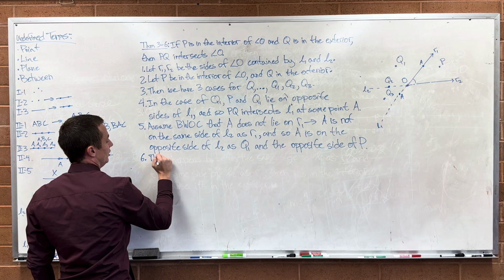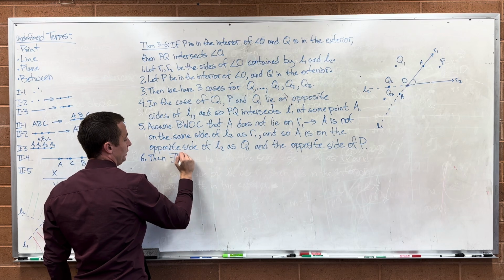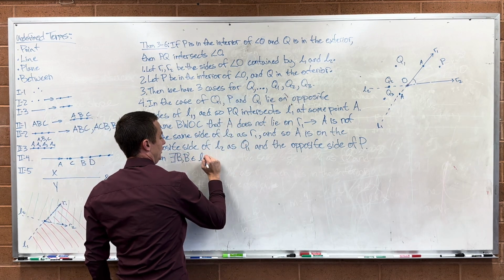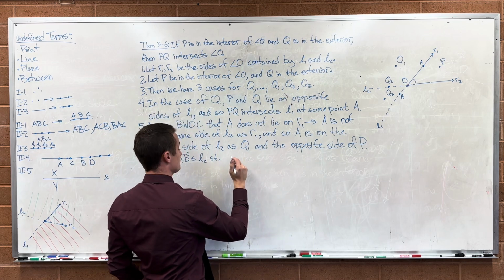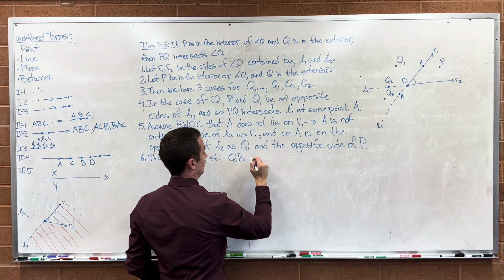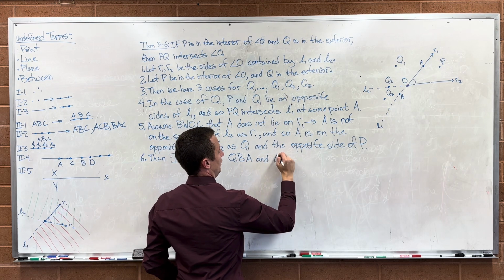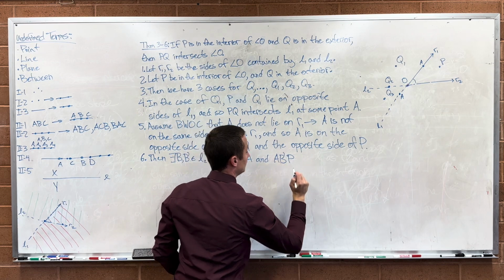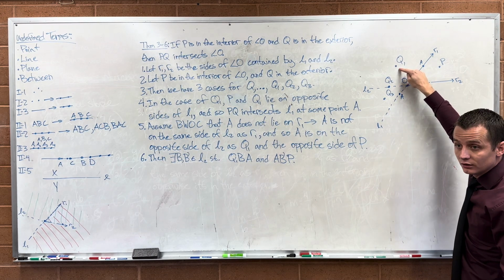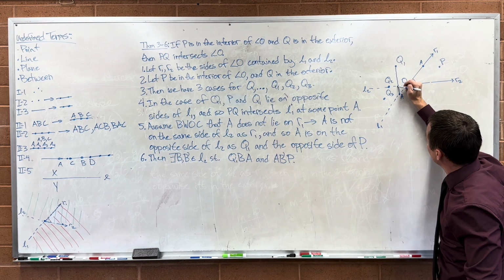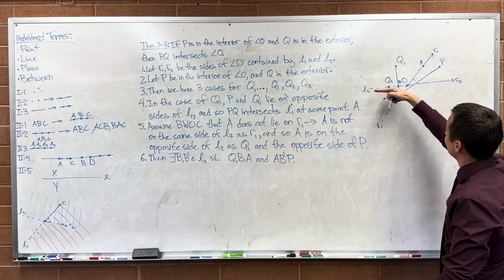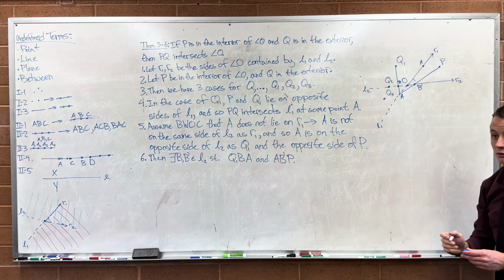So 6. Then there exist 2 points, I'll call them B and B prime, in L2, such that Q1 B A and A B prime P. So that's saying since A is on the opposite side of the line as Q1, then this segment has to intersect L2 at some point. We're calling that point B. And since A is on the opposite side of L2 as P, then AP has to intersect line L2 at some other point, call it B prime. That intersects the line twice, right?